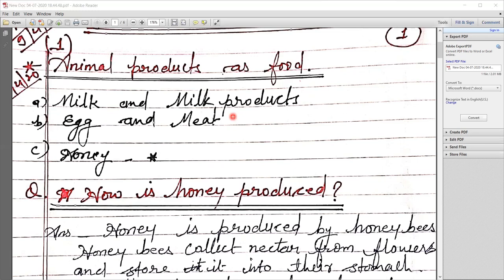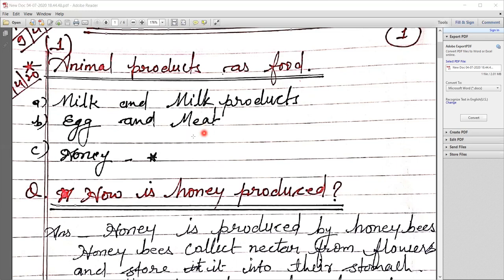Second is egg and meat. Hen provides egg in some areas. The egg of duck is also used as food. Some people are also very fond of non-veg. They like to eat meat, chicken, etc.